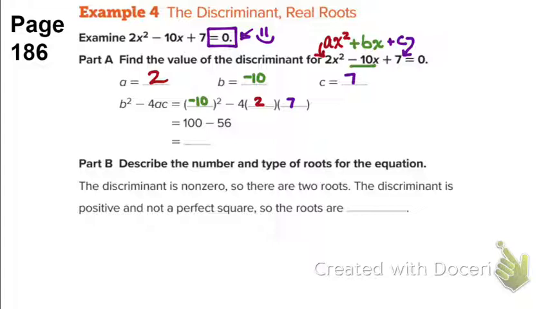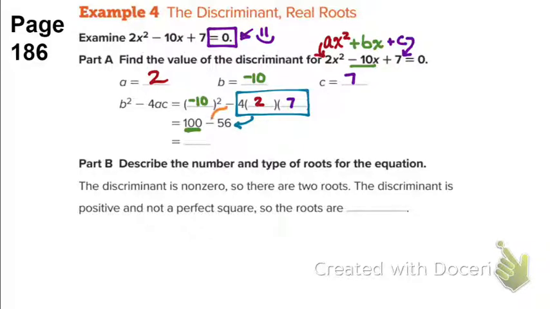So when I take this negative 10 and I square it, remember squaring means to multiply it by itself. Negative 10 times negative 10 gives me positive 100. And then I come back here and I need to multiply these numbers together on my calculator. 4 times 2 times 7. When I pop all that in my calculator, I get 56.